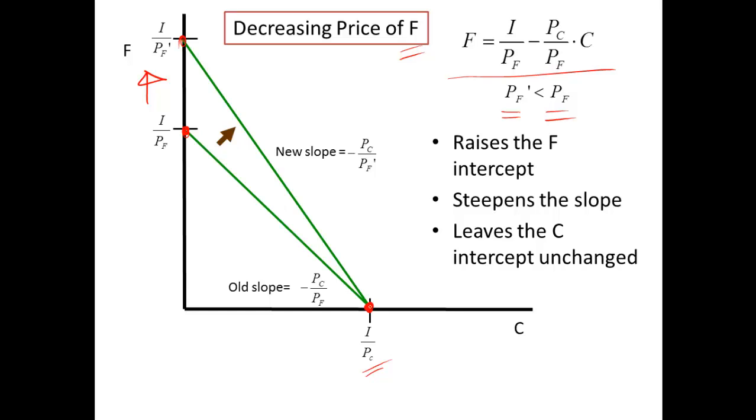So the way we reconcile this is that the slope has changed. The new slope is minus PC over PF prime, and that's a steeper slope than before. The old slope was minus PC over PF. So summing up, if we decrease the price of F, it raises the F-intercept, steepens the slope, and leaves the C-intercept over here unchanged.